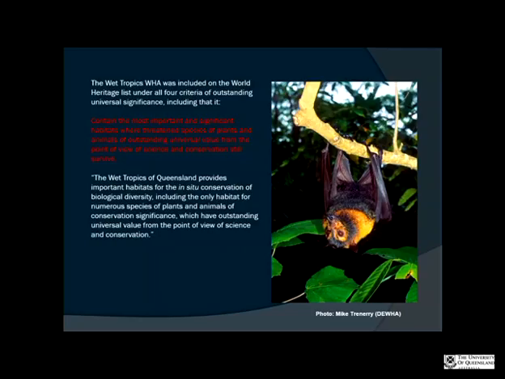still survive. The wet tropics of Queensland provides important habitats for the in situ conservation of biological diversity, including the only habitat for numerous species of plants and animals of conservation significance, which have outstanding universal value from the point of view of science and conservation. Okay, so when the wet tropics was listed, you can see they're not just talking about it as an area, they're talking about the ecosystem services that it also provides for other types of plants and animals. Okay, and this had an impact in terms of how the court interpreted the application of the Act here.